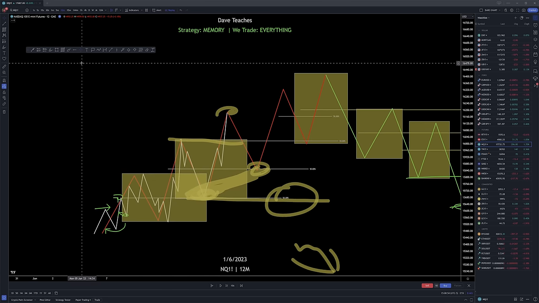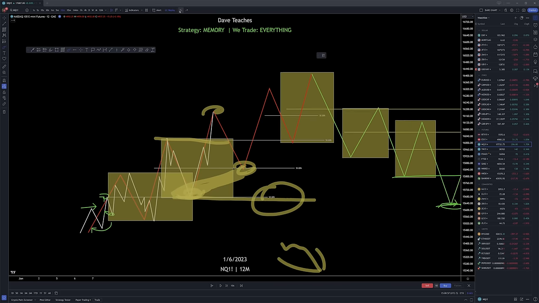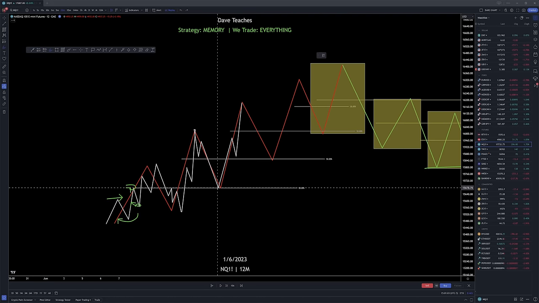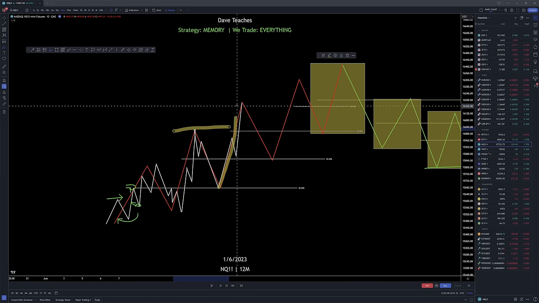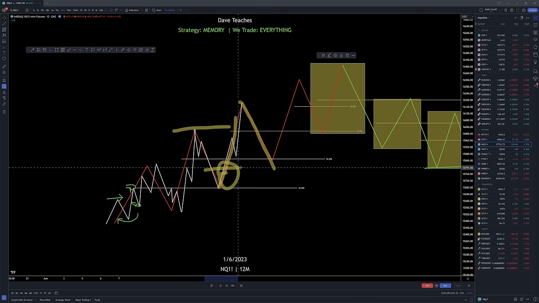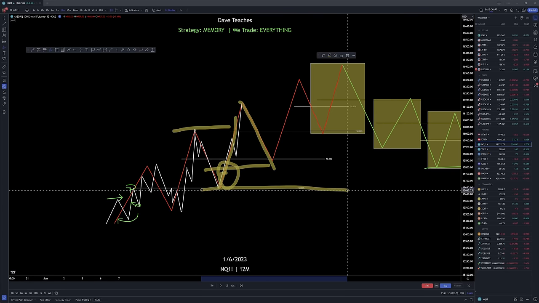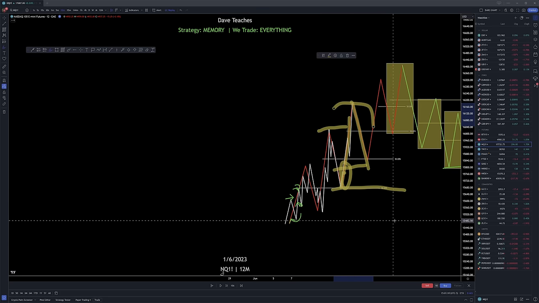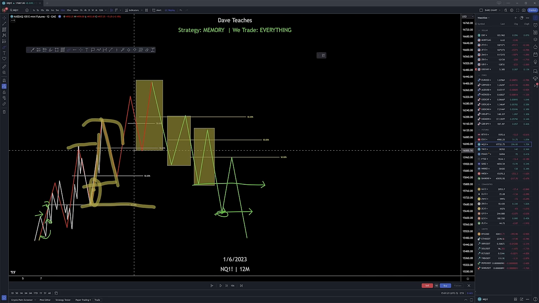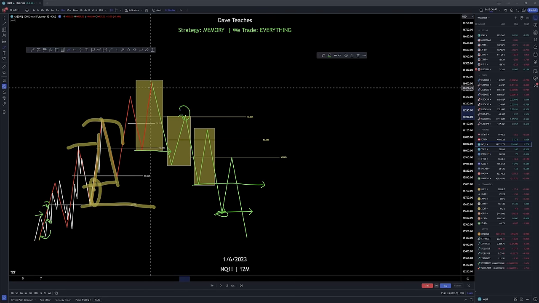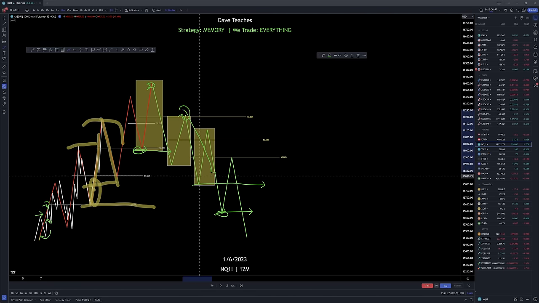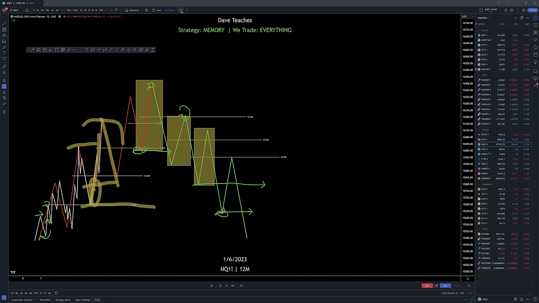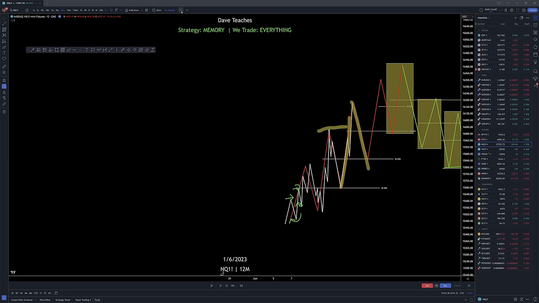But that tweet said that if price takes a high and trades back to that low and doesn't violate it, expect the high to get violated. Likewise, it's the same thing here. If price takes a low and trades back to the high that took the low, expect it to go down and violate that low. So all that is, in plain English, is bullish and bearish flips.